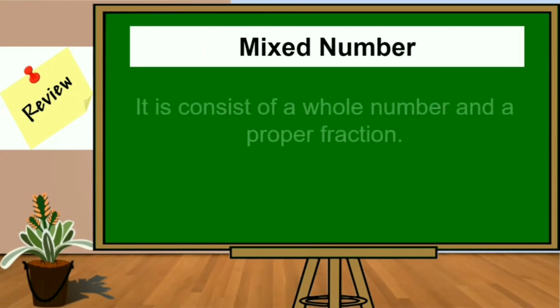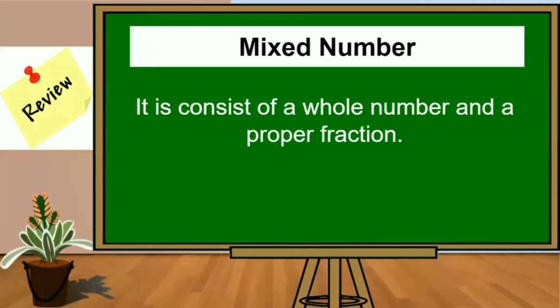Mixed number consists of a whole number and a proper fraction. Examples: 4 and 1/3, 2 and 4/7. On the first example, 4 is the whole number and 1/3 is the proper fraction. On the second example, 2 is the whole number and 4/7 is the proper fraction. They are example of mixed number.